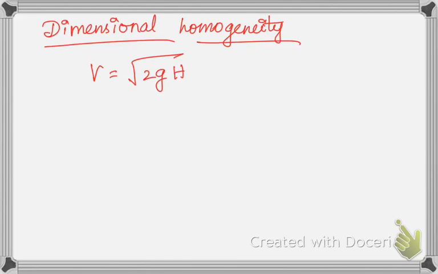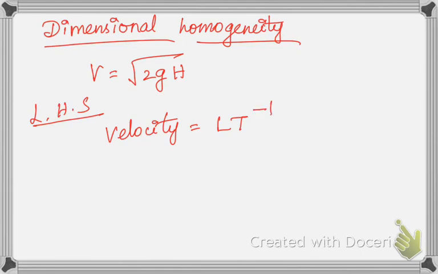If that is the case, we'll take the left hand side and the right hand side. First I'll take the left hand side, which is going to be our velocity. Velocity, as far as you know, is distance by time taken, and we have derived that the unit will be L T power minus 1. Keep this as A. Next, we'll take the right hand side. The equation is root of 2gh.